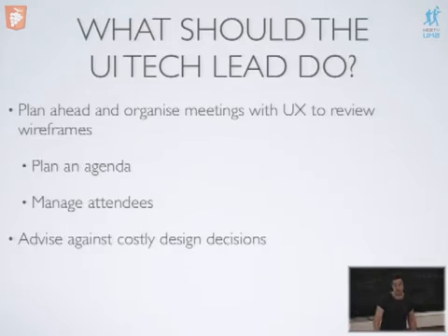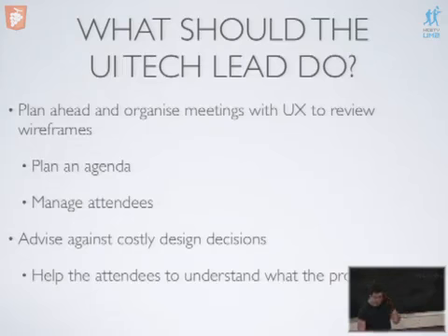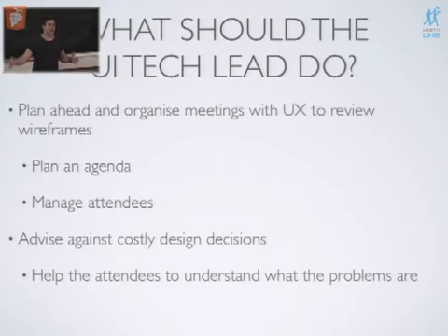So advise against costly design decisions. If you understand the implications of, say, the 3 dots, then you can advise against this. You can tell them this is a really bad idea. Don't do this. You can help the attendees to understand what the problems are. It's very easy to sit there and say, no, I won't do this, I won't. But if people want it, if they are paying for the product, and yet they have a delivery timeline, you have to make them understand.